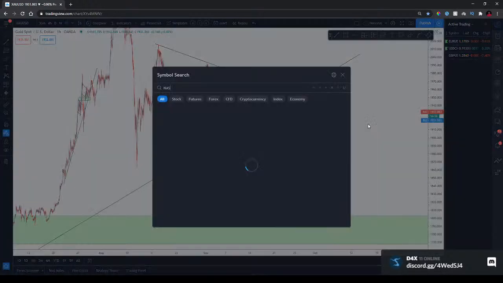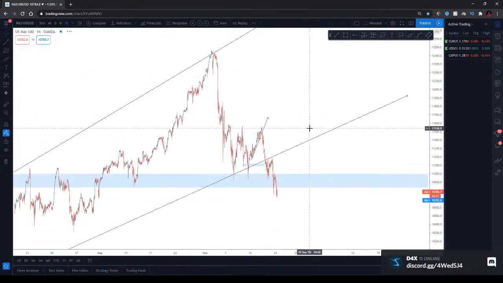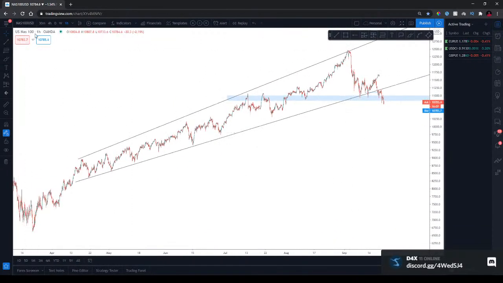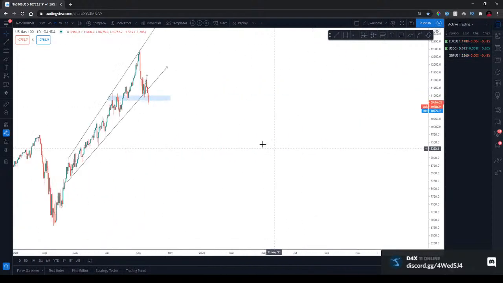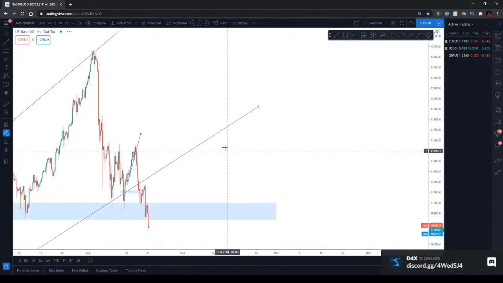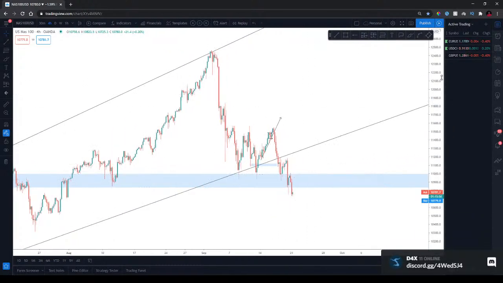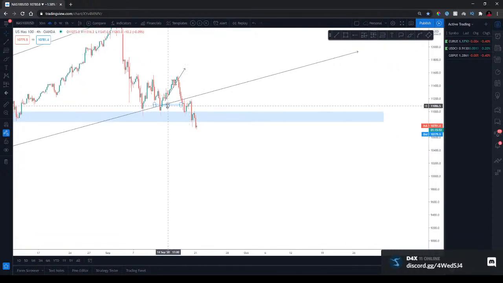Alright, and then NAS. Okay, NAS is breaking the channel. So NAS has broken the channel here, so now it's time to start looking for sales, no longer looking for buy setups. Price never even gave us our buy setup.